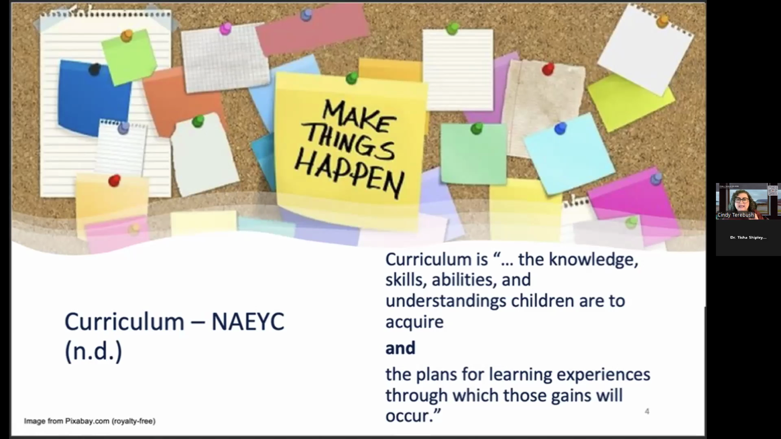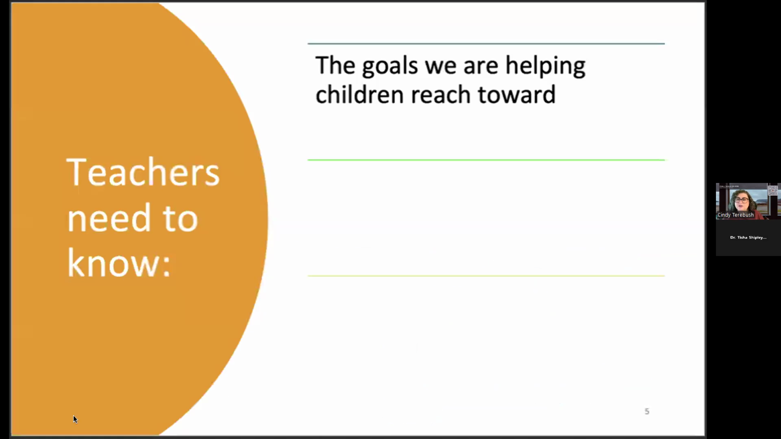There are certain things that teachers need to know in order to effectively plan activities and an overall curriculum for the children. So here are some things that the teachers need to know. Teachers need to know the goals we are helping children reach toward. Where do we want the children to go? Now, they don't necessarily reach every milestone or goal. They may still be working on it in the time that they know us, but we need to know where the journey leads to. Education is a pathway and a journey. We have to know where they're trying to end up, or where we're trying to help them end up.